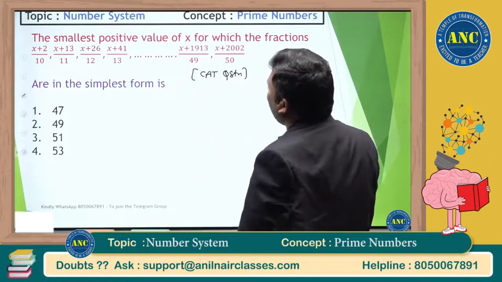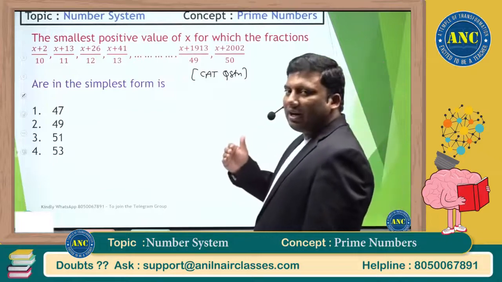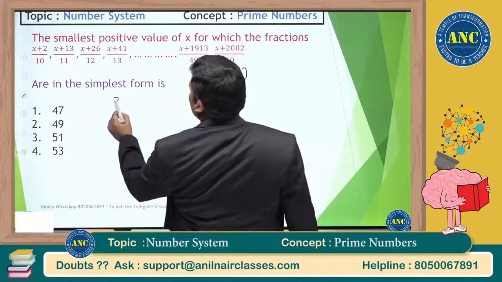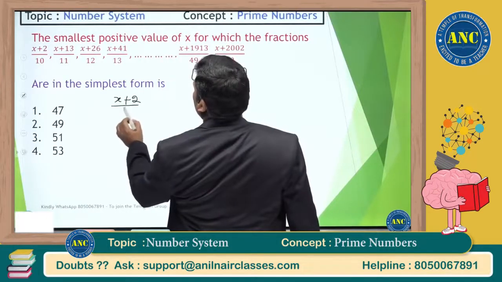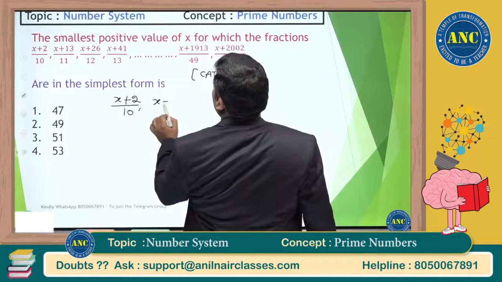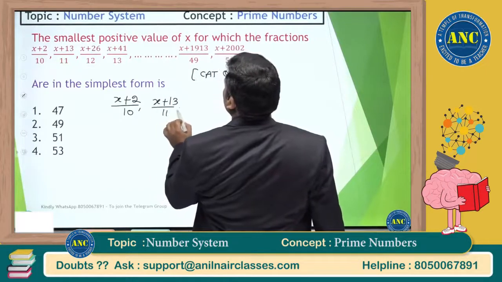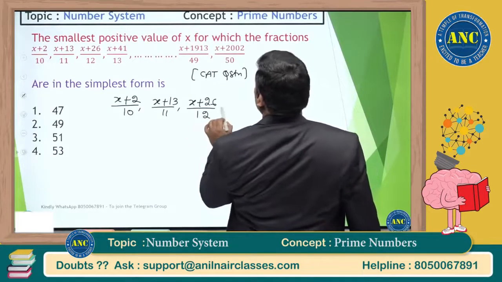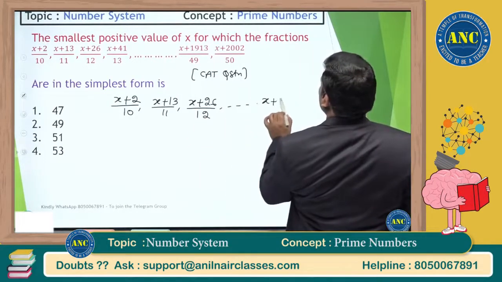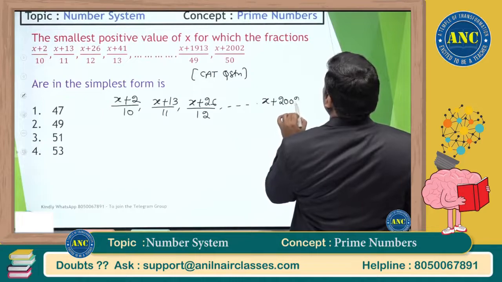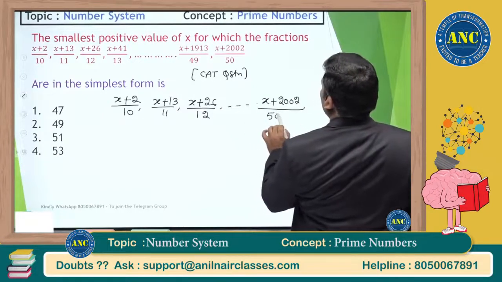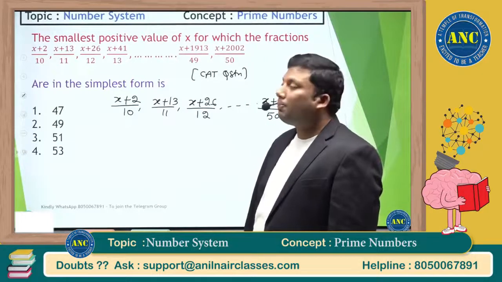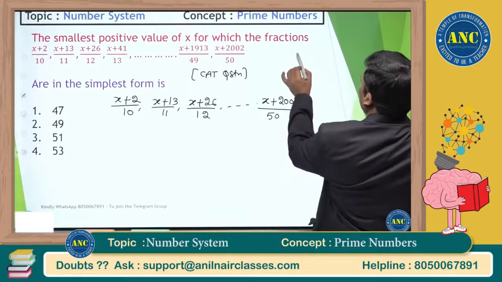The smallest positive value. We require the lowest value of x for which the fractions (x + 2)/10, (x + 13)/11, (x + 26)/12, up to (x + 2002)/50 are all in their simplest form. What do you mean by simplest form?